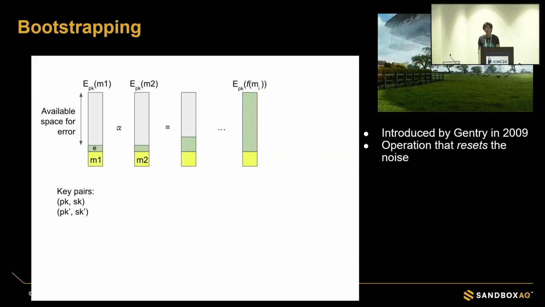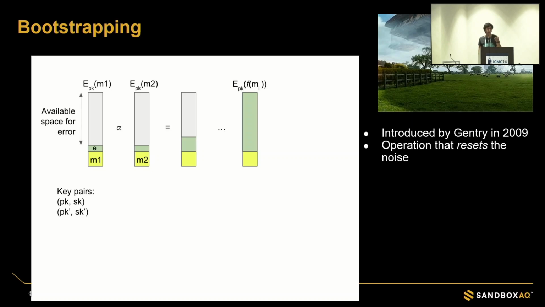And the way it works is the following. That's a simplified representation, but basically the idea would be, imagine that you have two encrypted messages, M1 and M2, each one with some bits that are used for the message and some bits that are used for the error. And then as you compute different operations with these messages and other encrypted messages, the error level is going to be growing until you reach the limit, where you are using all the bits.